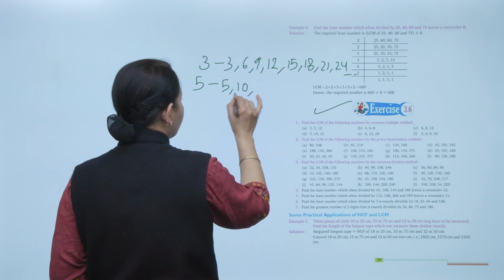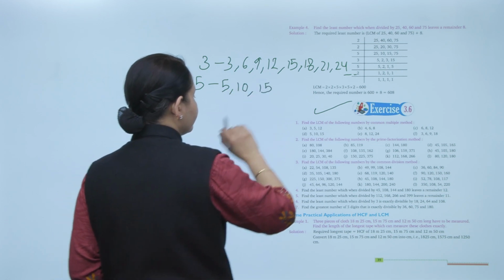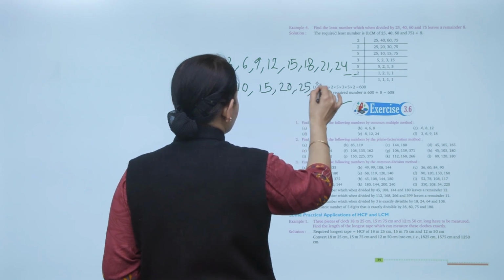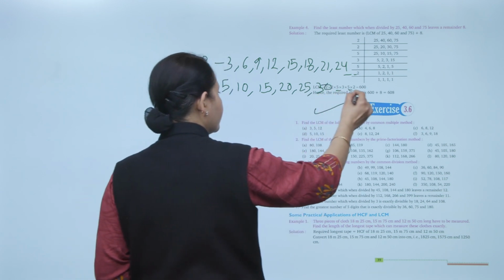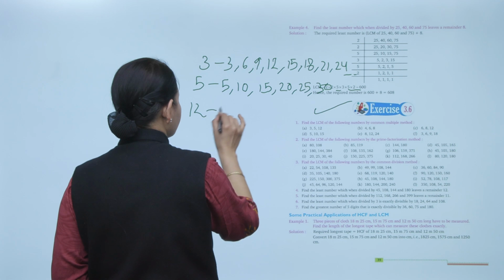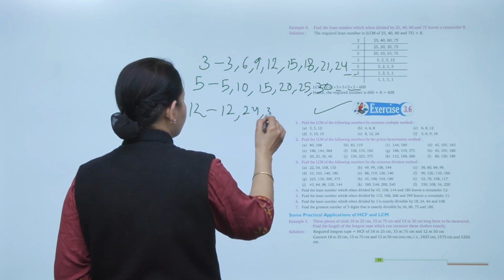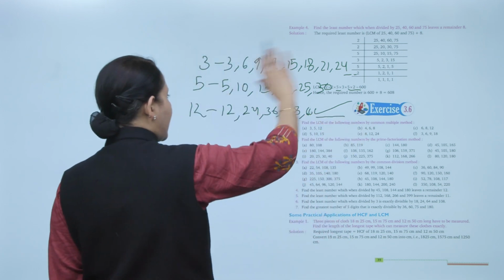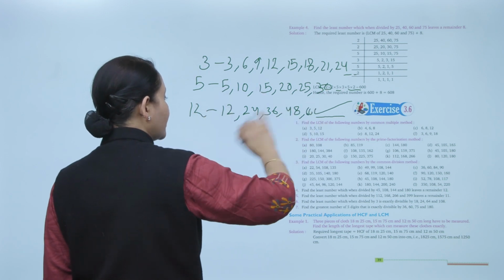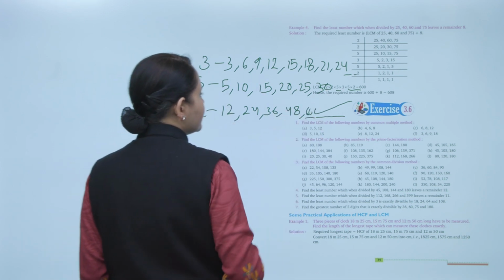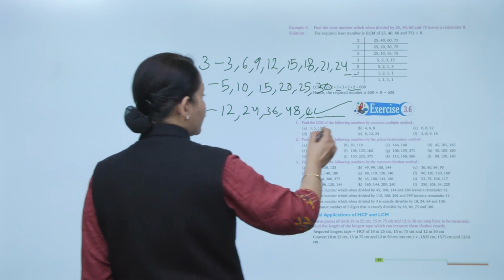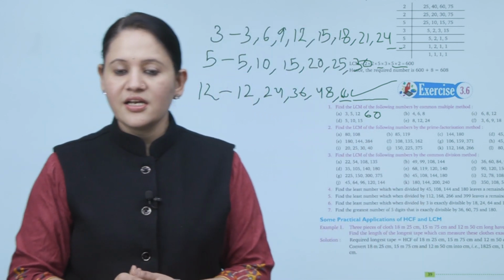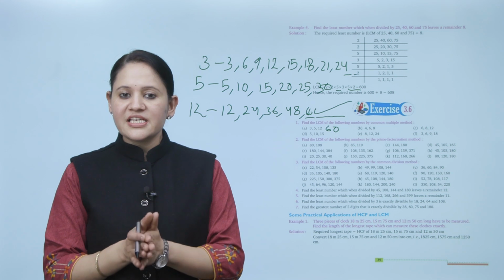5, 10, 15 and so on. अगर 3 की मल्टीपल्स हम आगे लिखें तो will reach 60. 5 में भी हम 60 पहुंच जाएंगे. So the least common multiple, that is 60. First we'll find out the common multiple. Least common is 60. So LCM of 3, 5 and 12 is 60. Clear?